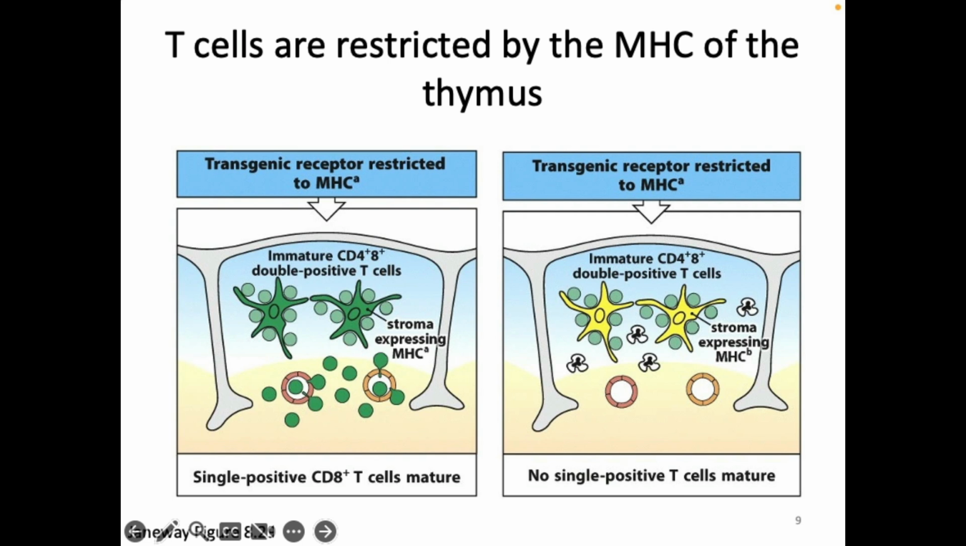And so what I want you to notice from all of this is that the way that these developing T cells are really learning what self is from the stromal cells of the thymus and their interactions with the stromal cells of the thymus. And that we can actually learn quite a bit about some steps of this process through some of these types of transgenic experiments.